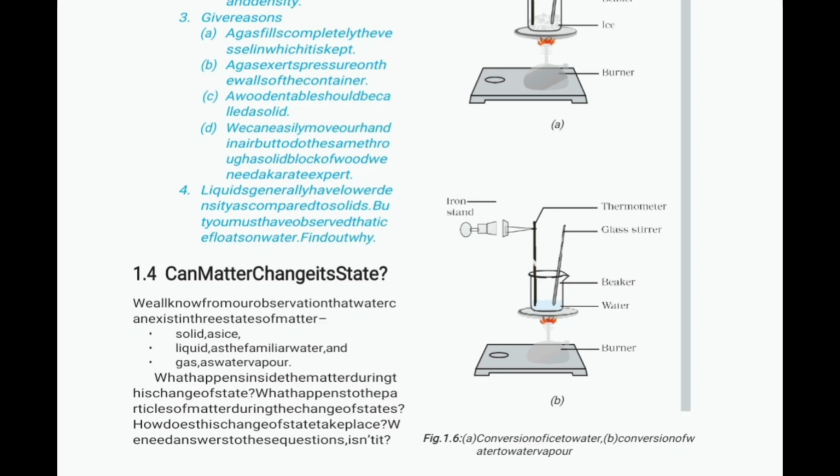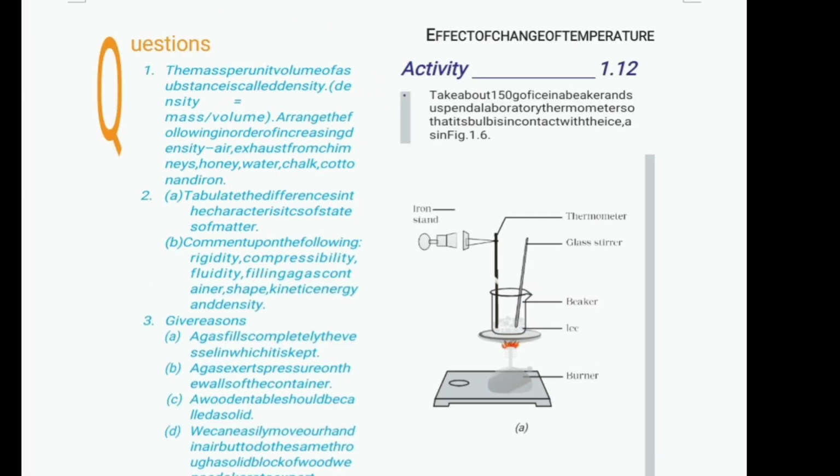1.4 Can matter change its state? We all know from our observation that water can exist in 3 states of matter: solid, as ice; liquid, as the familiar water; and gas, as water vapor. What happens inside the matter during this change of state? What happens to the particles of matter during the change of states? How does this change of state take place? We need answers to these questions, isn't it?